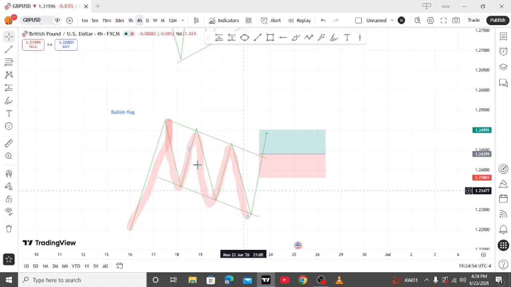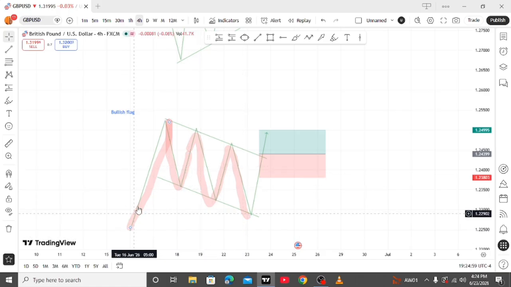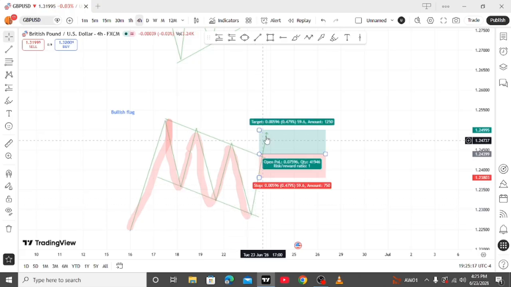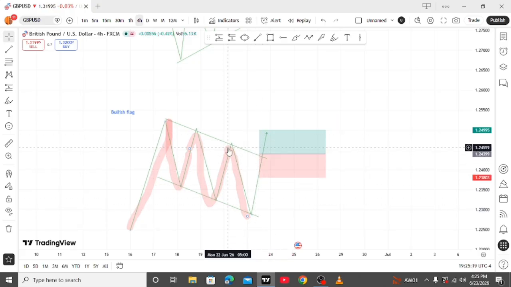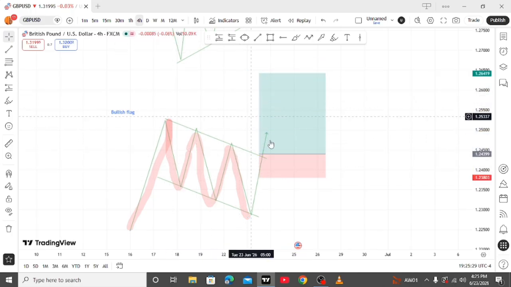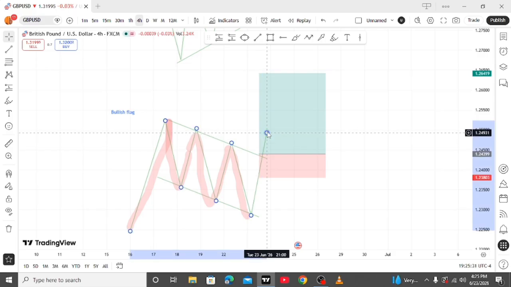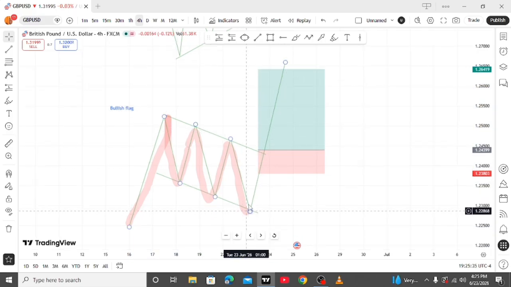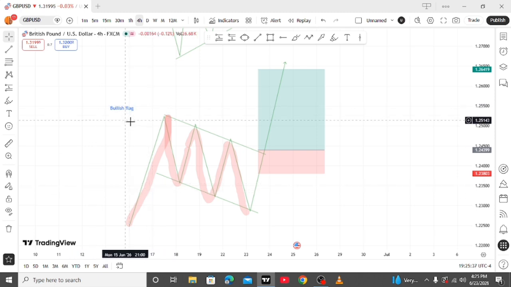This is called a continuation pattern because the market has been going up. The market just did a little bit of consolidation to the downside, and then we're expecting the market to go up. When the market gives us a break of structure and breaks our trend line, this is where we enter a long position and take profit at the next swing high. We are expecting the market to go straight to our take profit, because it's a bullish flag and the market is going up.